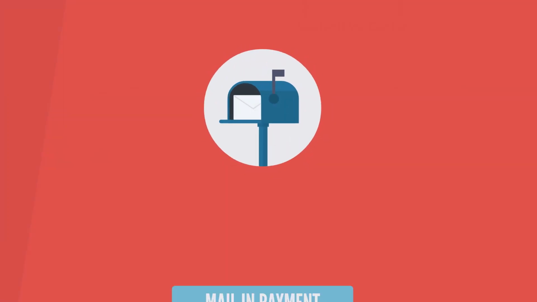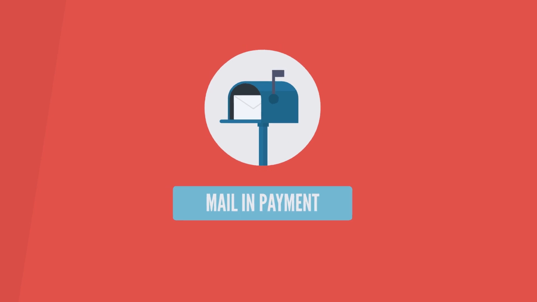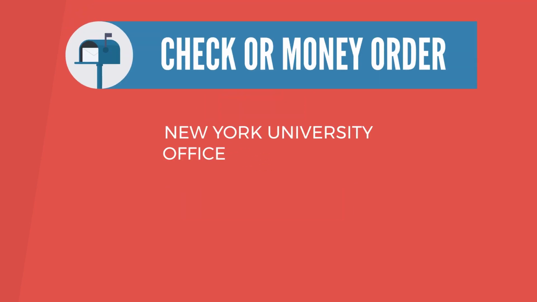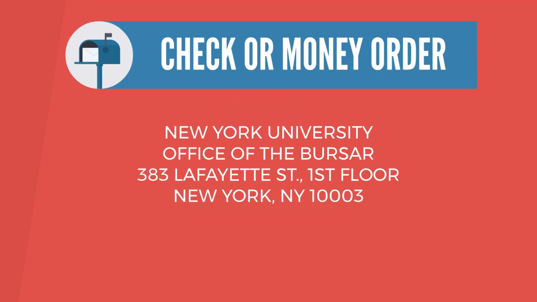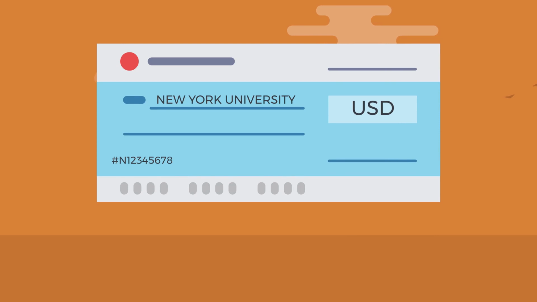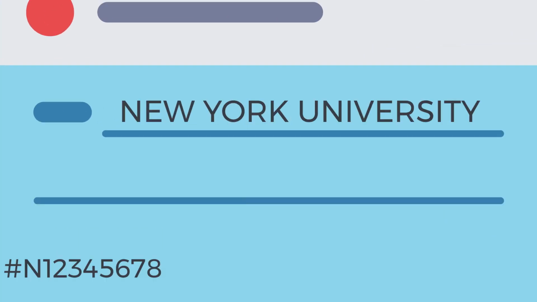If you would rather mail in your payment, you can send us a check or money order to Bursar's office, 383 Lafayette Street, New York, 10003. If you are paying by personal check, the check must be payable to New York University in U.S. currency and be drawn at a bank in the United States. Please write your student ID number on your check, money order, or cashier's check.